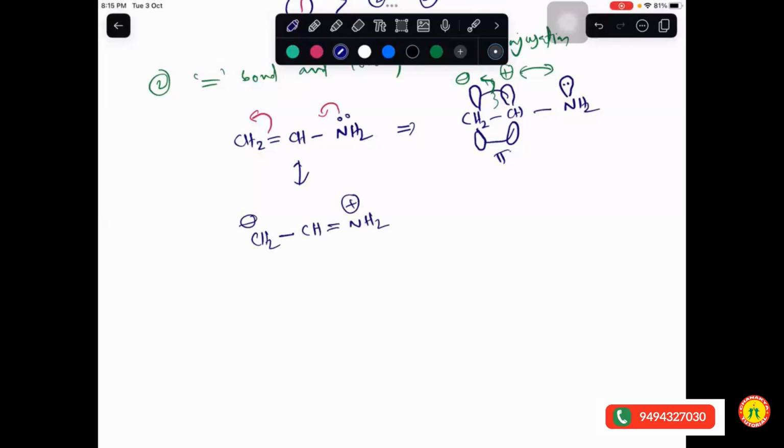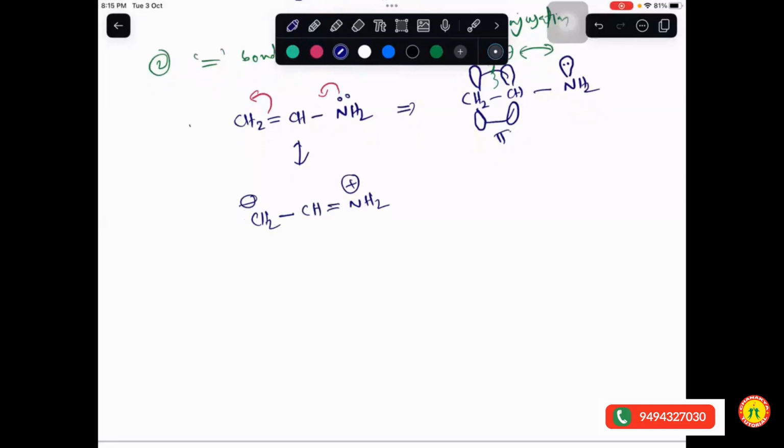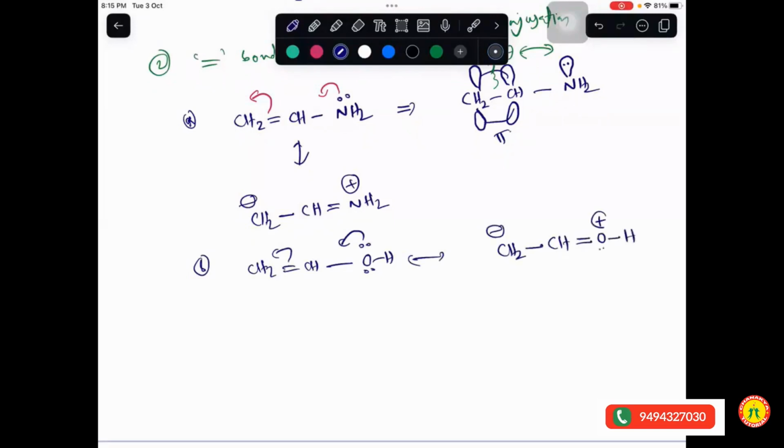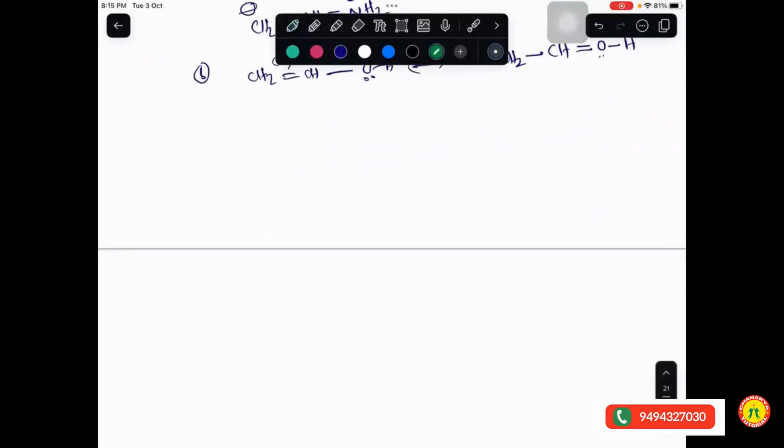When a lone pair is there, not only this one, suppose I take example B. Suppose CH2 double bond here CH, and OH is there, any alcohol like this. See here, one lone pair can shift to this one, forming CH2 minus here, and here CH double bond OH. So obviously the oxygen loses one electron, and it gets the positive charge, right? Clear? Next one, third one.